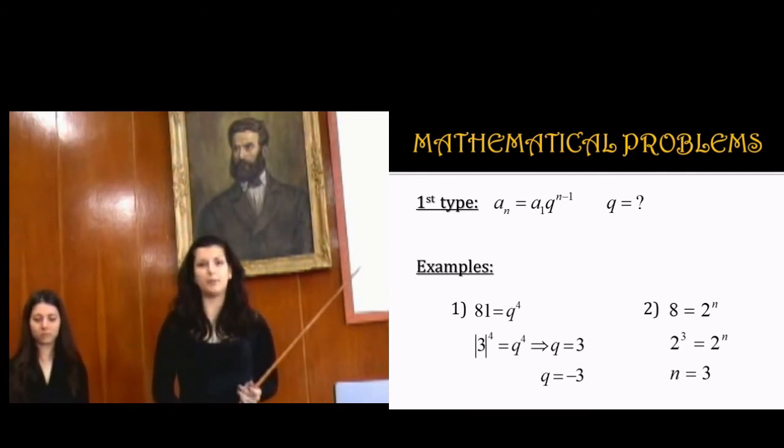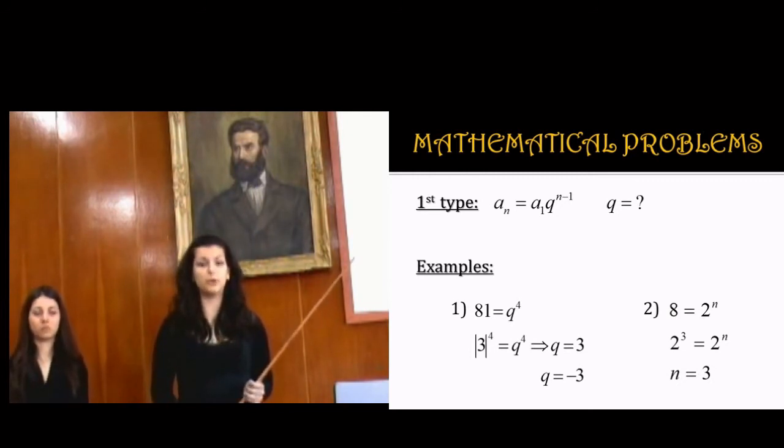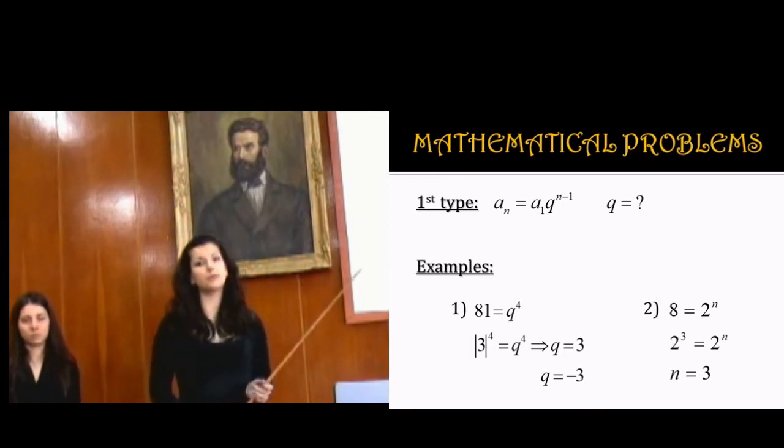We have two examples. In the first example, we have two results after calculating the numbers. The first one is q, which is equal to 3, and q equal to -3. In the second one, we have n, which is equal to 3.